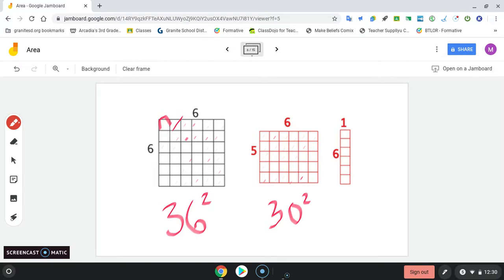Over to this guy, the area in squares would be 1, 2, 3, 4, 5, 6. So 6 squares. That sucks because it takes forever.